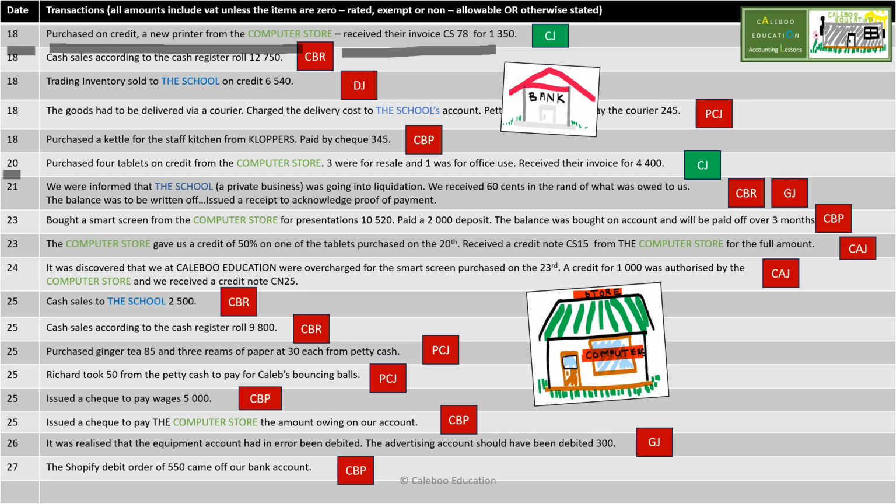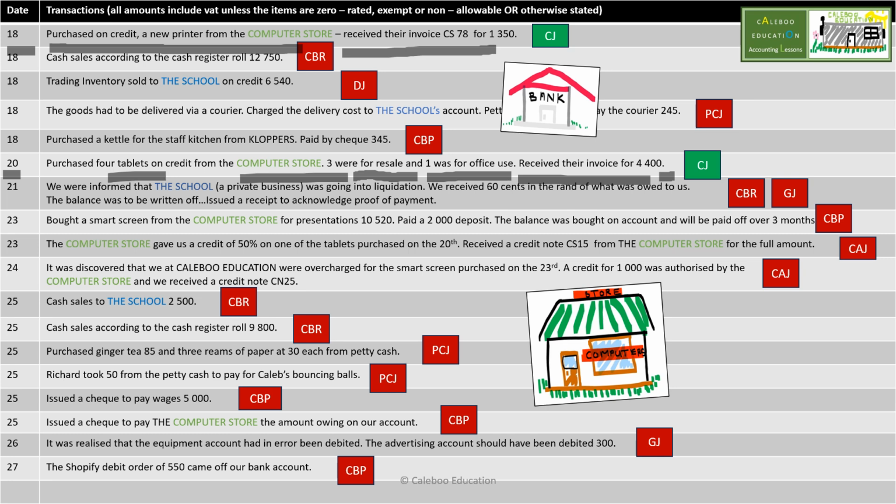On the 20th, we purchased 4 tablets on credit from the computer store. 3, this is interesting, 3 were for resale. So what do we do? We buy and sell. And 1 was for office use. So the 1 tablet we're going to keep in the office, and the other 3 we're going to sell. We received their invoice for $4,400. So we will have to see how we're going to categorize these tablets that were bought.